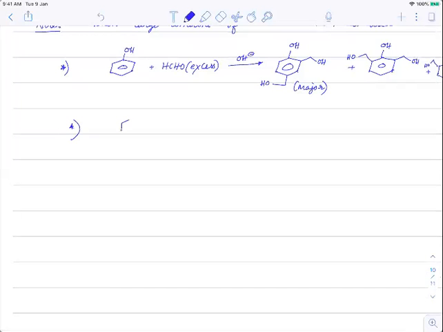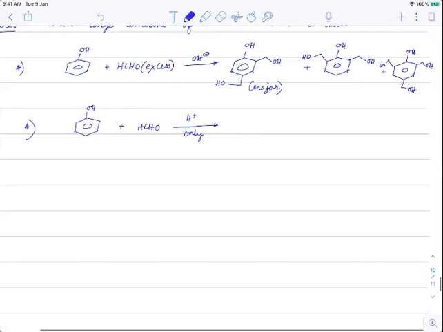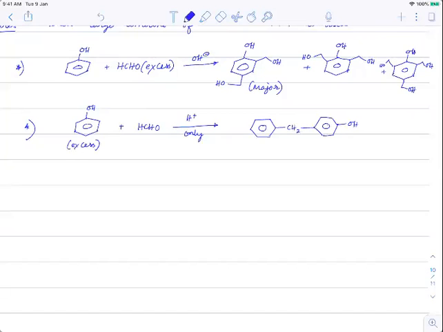If you have phenol reacting with HCHO, right, in only acidic medium, H plus only, and this time I'm taking phenol as excess. So in that case, phenol will combine on both sides with CH2. क्योंकि अभी फिनॉल एक्सेस है तो दो बार फिनॉल रिएक्ट कर जाएगा उसको, दोनों टाइम पैरा पोजीशन से रिएक्ट कर रहा है. This is what happens.